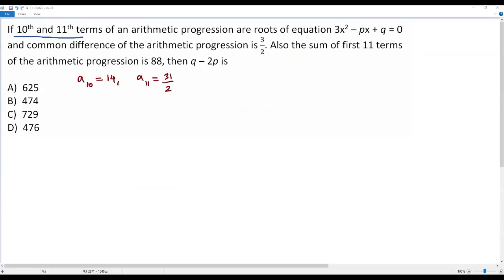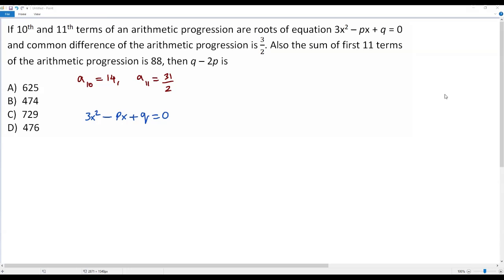The 10th and 11th terms of the arithmetic progression are the roots of the equation 3x² − px + q = 0. Let me write this equation as it is: 3x² − px + q = 0. Actually, we have the quadratic equation in standard form.